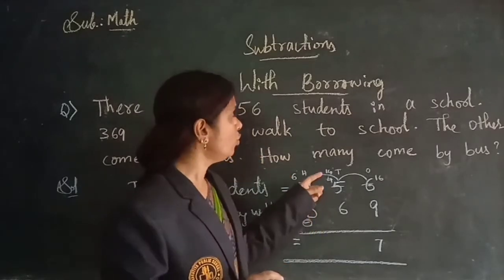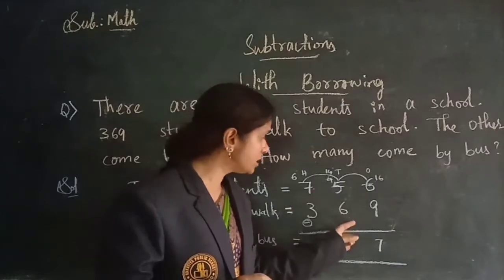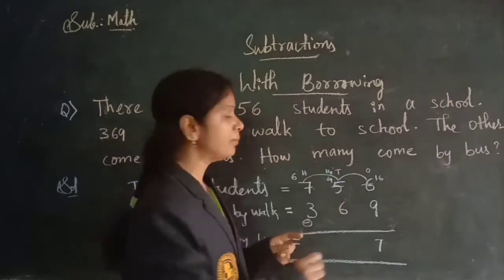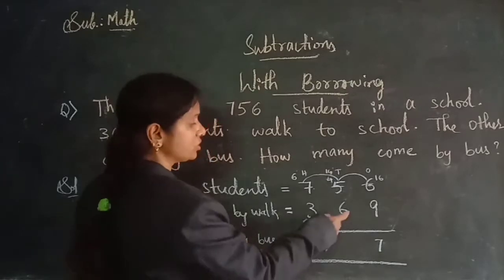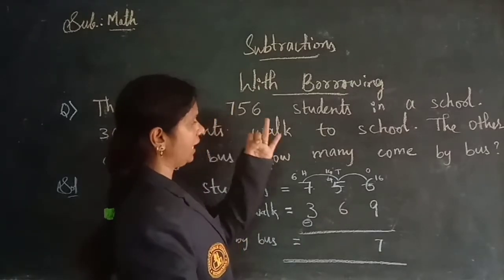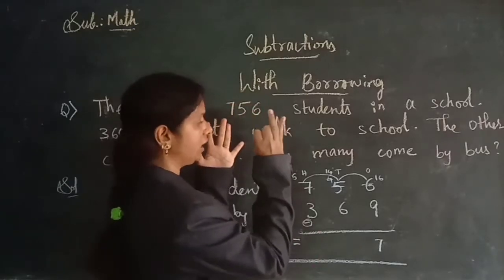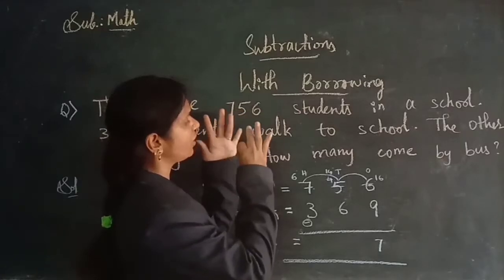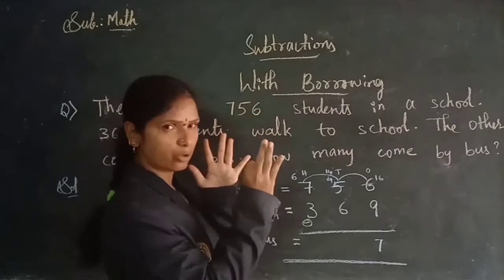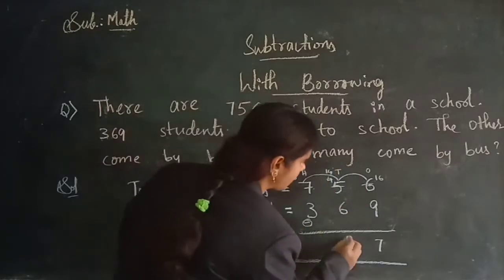Now I can subtract 14 minus 6, or else I can move from 6 to 14. When I am moving from 6 to 14, how many numbers are required here? 6, after that 7, 8, 9, 10, 11, 12, 13, 14. I required here 1, 2, 3, 4, 5, 6, 7, 8 numbers to move from 6 to 14. So 8 I am getting here.